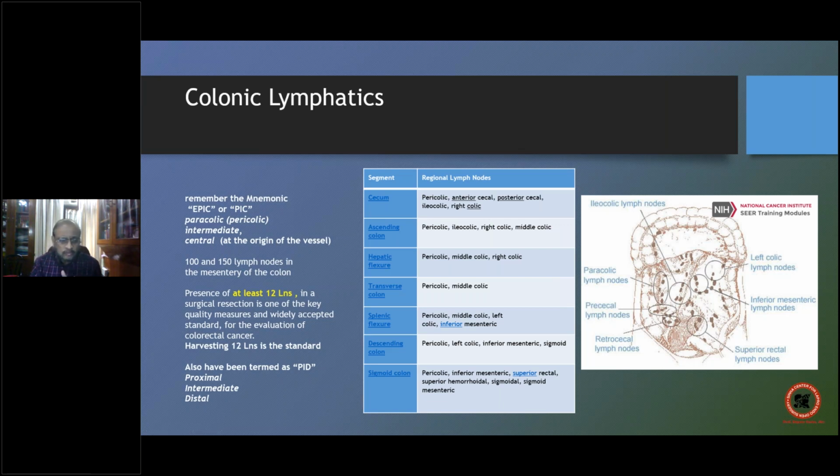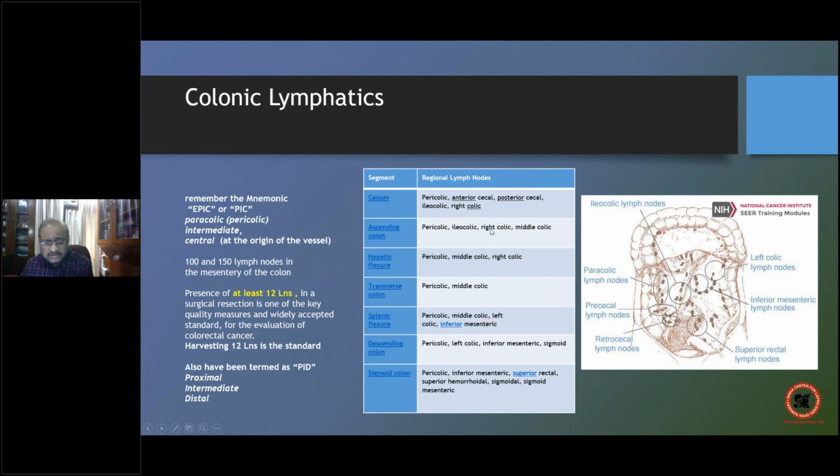Just remember, there are about 100 to 150 lymph nodes in the mesentery of the colon, and the most important applied point is that whenever you're going for any kind of colonic resection, a sampling of lymph nodes should be a minimum of 12 lymph nodes. That is a figure agreed upon by everybody, and at least 12 lymph nodes have to be evaluated. So harvesting of 12 lymph nodes is standard whenever you're going for any kind of colonic resection for malignancy. So these are the important features.